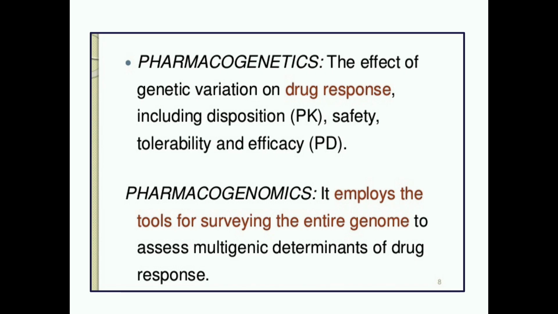Pharmacogenetics is basically looking at genetic variation and how that interacts with a drug, and pharmacogenomics is looking at those in a population, giving you an idea of how the population in general is behaving, and what the multigenic determinants of drug response are.